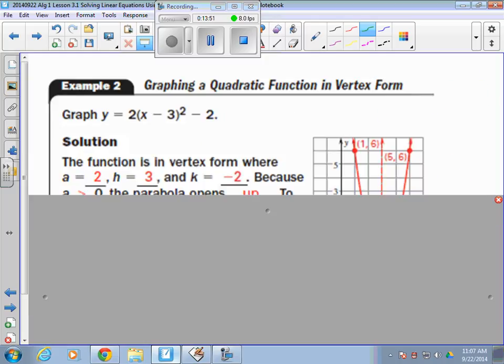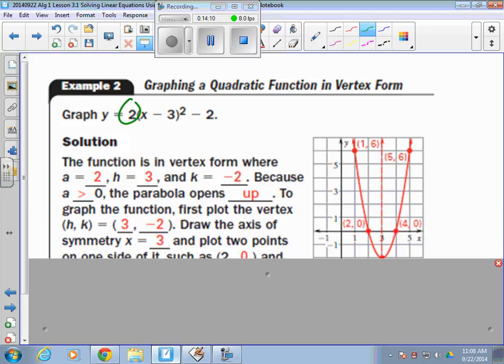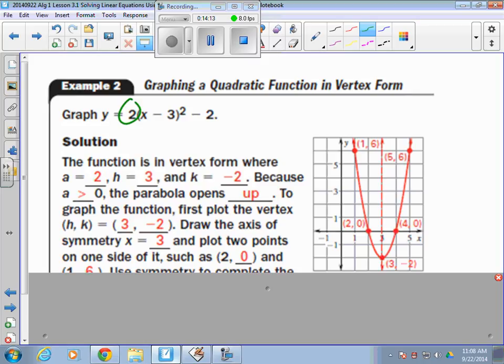Example number 2 is graphing a quadratic function in vertex form. It says the function is in vertex form where a is 2, h is 3, and k is -2. Because a is greater than 0, a is positive, it's going to open up. The parabola opens up. To graph the function, first plot the vertex. Remember, the vertex is the opposite of what you see here. So it says -3, so +3, and exactly what you see here, -2. So x comma y, (3, -2). And notice that's what we have written right down here as our vertex.